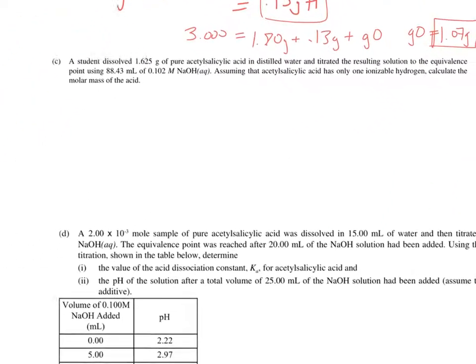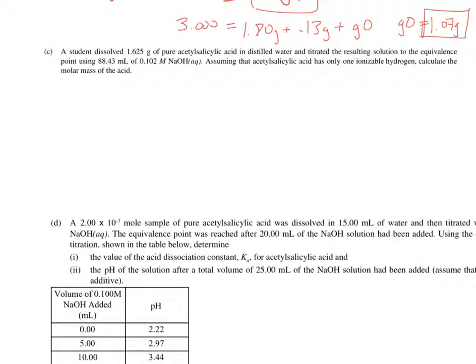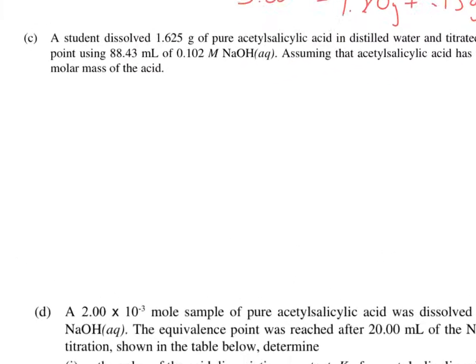So let's move on to part C. After reading this problem, I find that we're at the equivalence point, so if I take the volume times the molarity of the base that I titrated, it has to equal the moles of the acetylsalicylic acid originally in the solution. Once I figure that out, then I can figure out the molar mass. So let's talk about the calculations here.